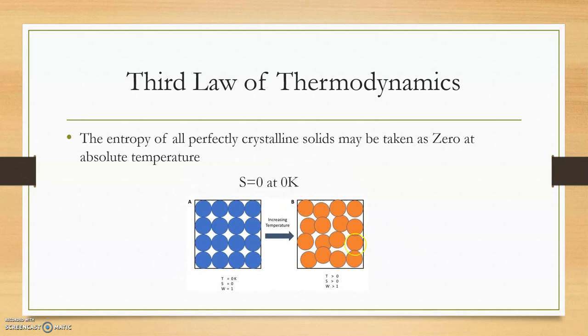If we increase the temperature, entropy also increases. In this picture, A at temperature 0 Kelvin, at absolute temperature, entropy is equal to 0. W is nothing but probability, thermodynamic probability. Only a single probability can be observed. This is a crystalline solid, perfectly crystalline solid.